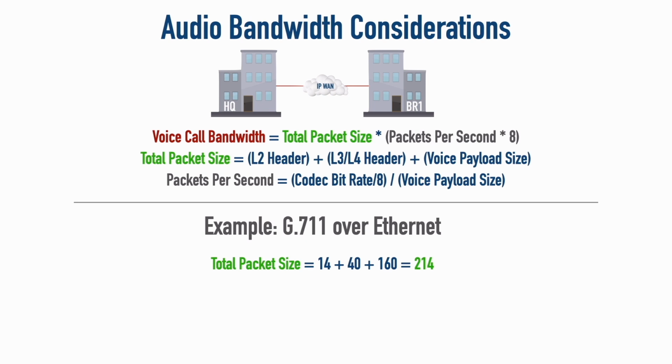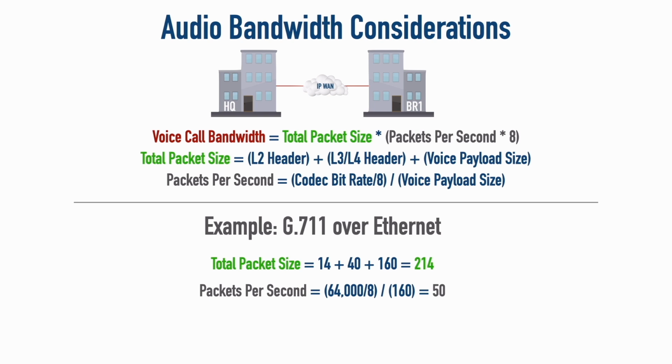How many packets are we sending per second? Well, that's going to be the codec bit rate of 64,000 bits per second for G.711, and we divide that bit rate by 8 to convert bits to bytes, and then we divide that value by 160. That's the voice payload size.